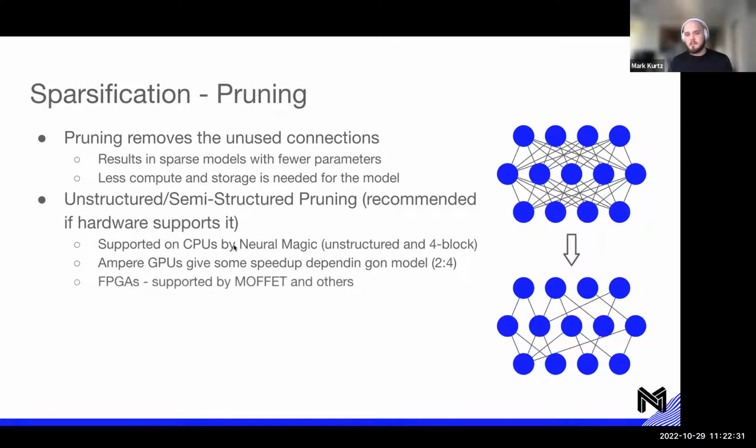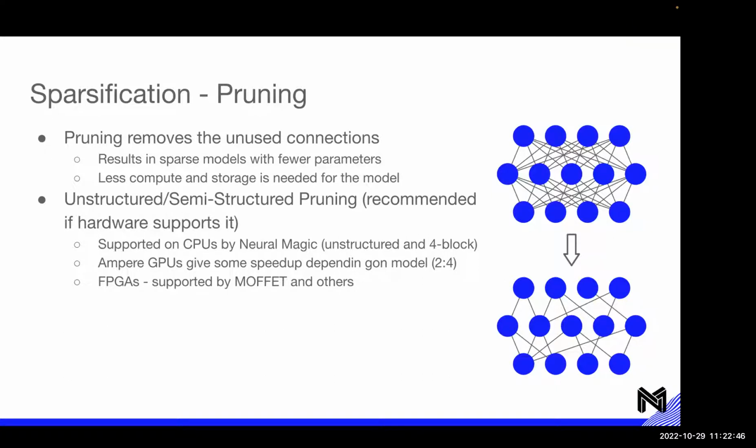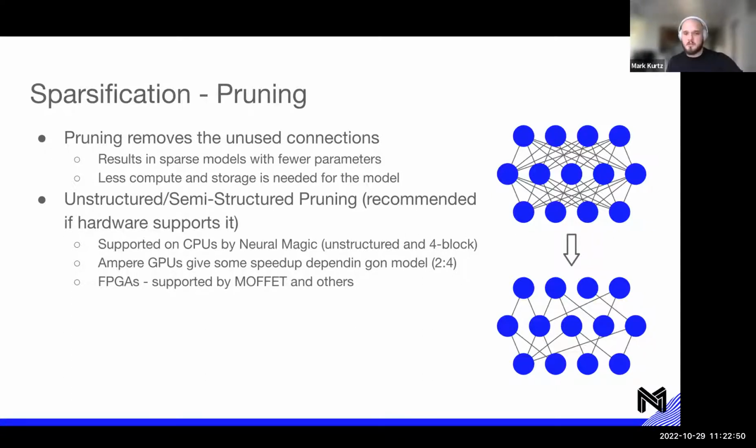And then FPGAs. This is supported by Moffett AI and others, right? Here we have more of the custom circuit boards and custom setups rather than CPUs or GPUs. Generally they'll take in unstructured sparsity. They can get really, really good speed up on these if there's high enough sparsity. This means they generally need to see 90 to 95%, actually more than 95%, to see significant speed up, but they work pretty well. And that's where we're looking at unstructured generally for FPGAs.